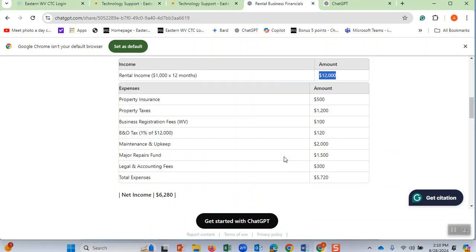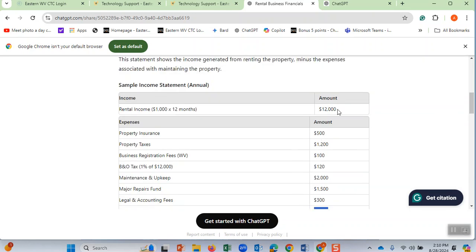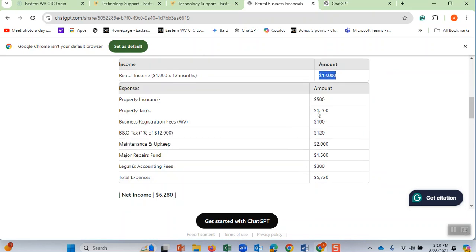However, they have expenses: insurance, property tax, registration of business. That means they are using the property as a business, and the business and occupation tax, 1% of 12,000, is $120, and other expenses like legal fees. The total expenses in 1 year that they have is $5,700. Just think about it as a rough estimate, $6,000. That means they are getting $12,000 of rent. They have to pay out $6,000.